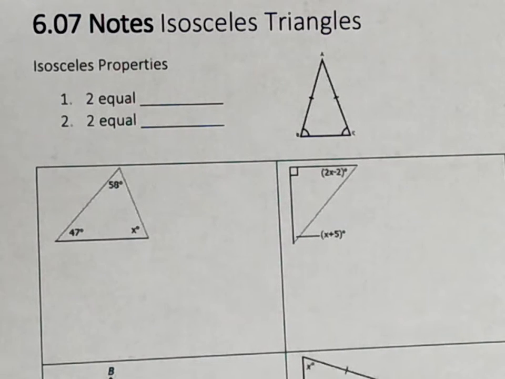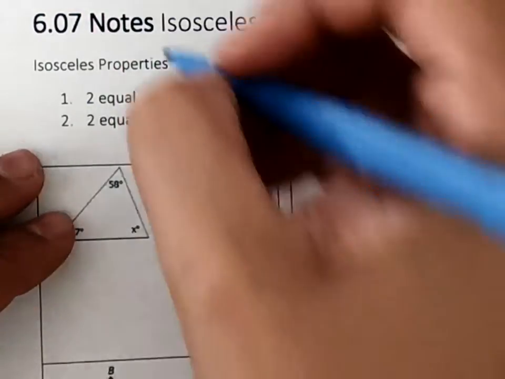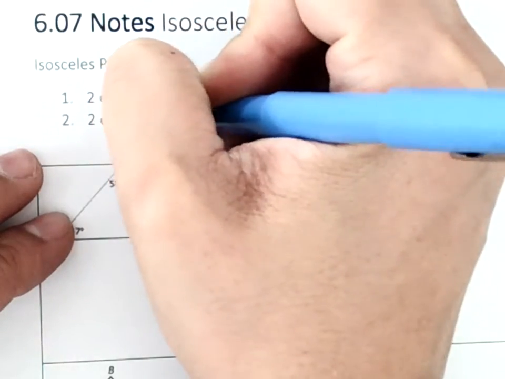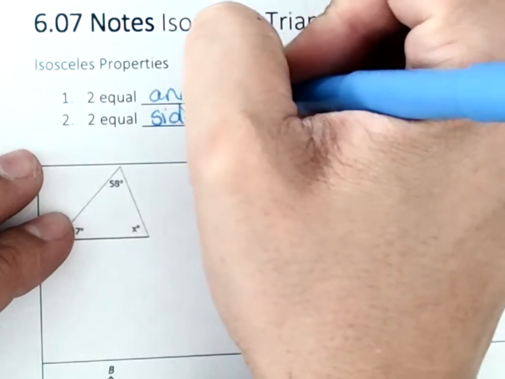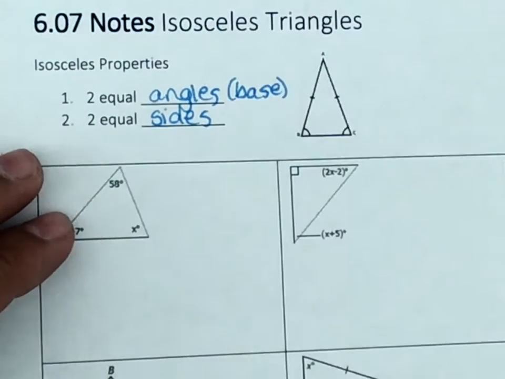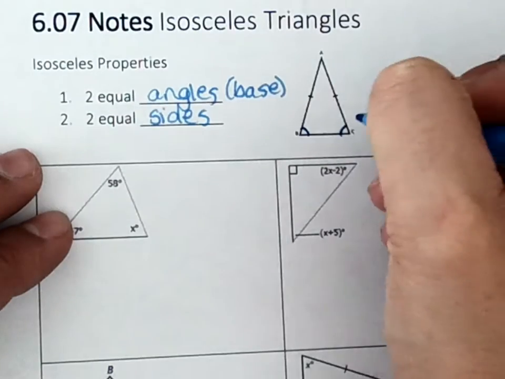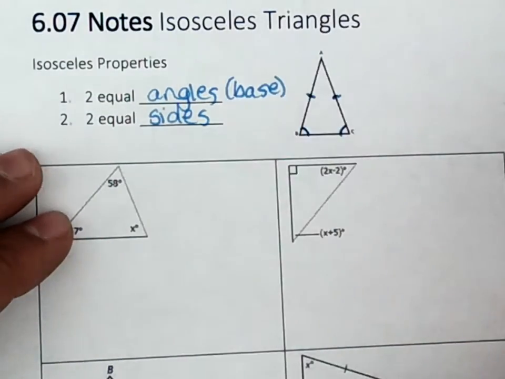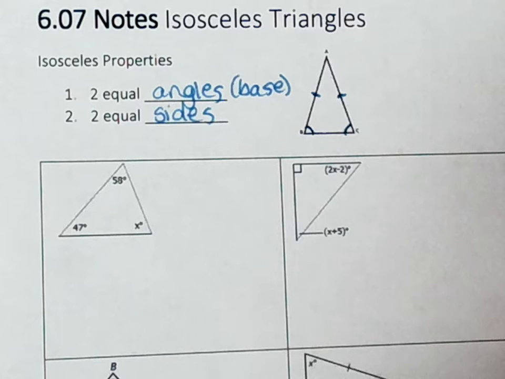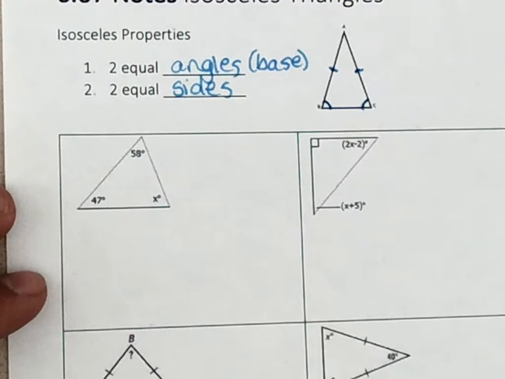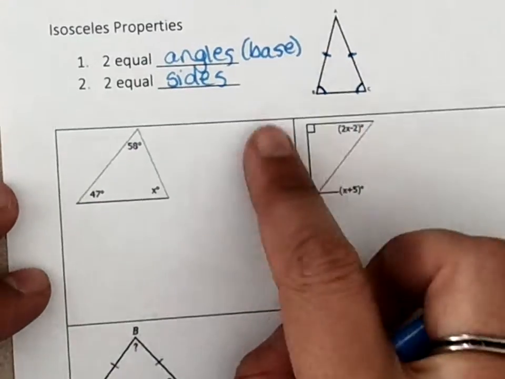In today's notes, we are going to be learning about isosceles triangles, which is something you learned back in 7th and 8th grade. So isosceles properties: they have two equal angles and two equal sides. And we'll call the angles the base angles. So you'll see in this diagram, these two angles are congruent, and the two sides that are adjacent to the angle are also congruent. So now we're going to solve a few problems that rely on us using this information.